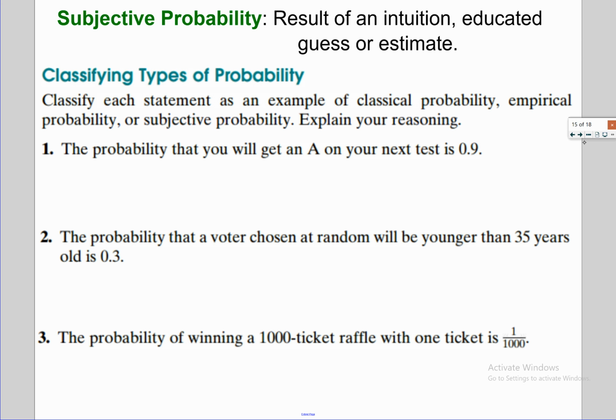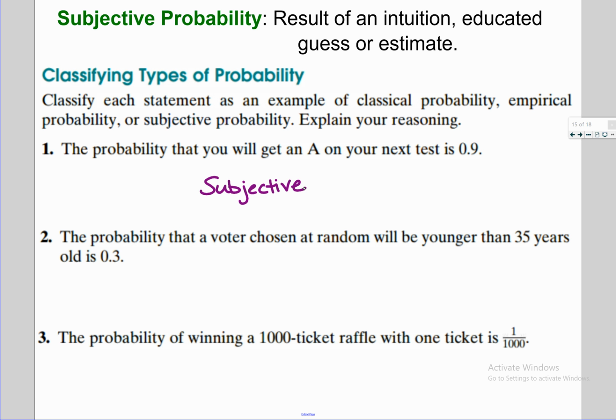So on this slide, we're going to just categorize what kind of probability each of these experiments or questions represents. So the first one is the probability that you will get an A on your test is 0.9. So is that based on theory, do you think? No. Is it based on an experiment? No. Is it based on a hunch? Educated guess? Yes. So that's what we call subjective probability.